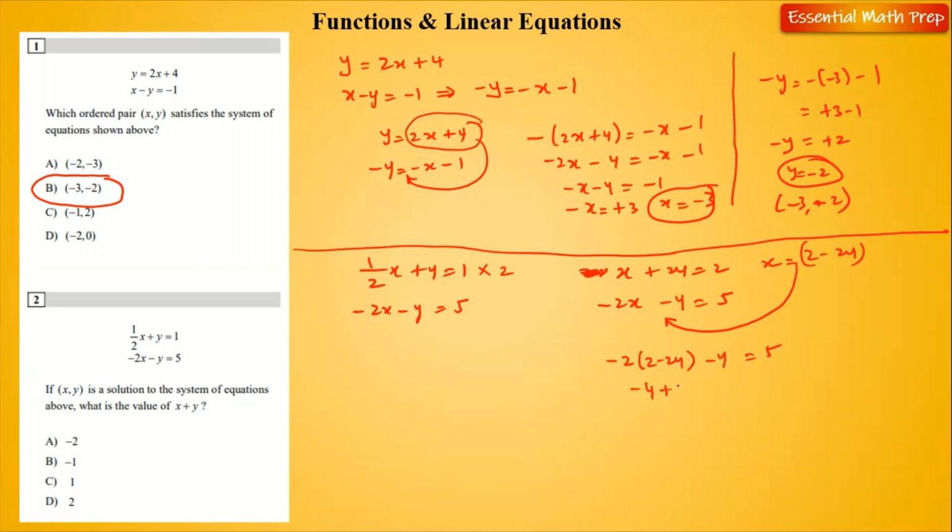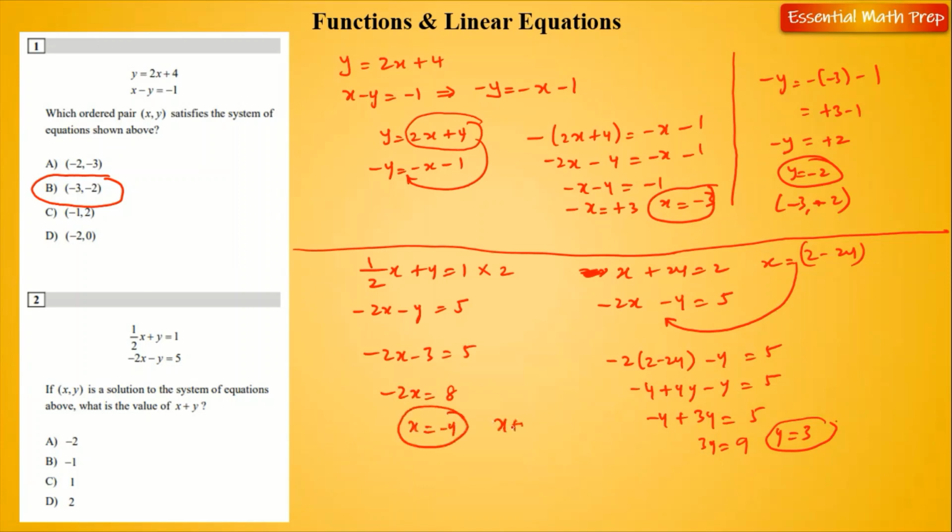So -4 plus 4y minus y equals 5, right? So -4 plus 3y equals 5. So 3y equals 9, y equals 3. So knowing y equals 3, you can solve for value of x. So negative 2x minus 3 equals 5, negative 2x equals 8, right? X equals -4. So x plus y would be -4 plus 3 is -1. Right? Easy.